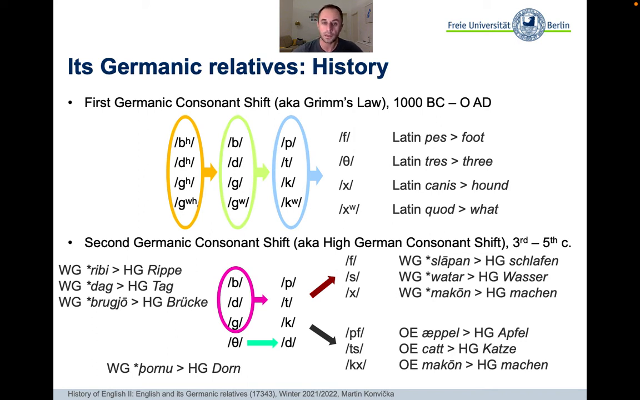Right. Okay. So these are the two basic phonological developments that happened and formed the languages that we now know as the Germanic languages.